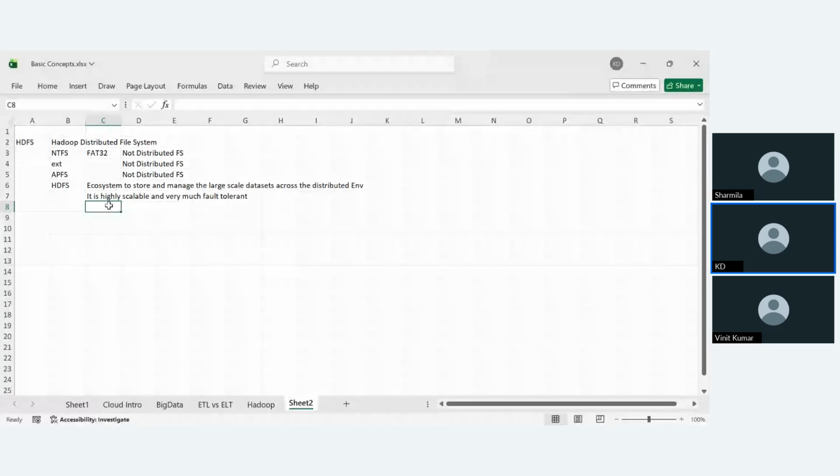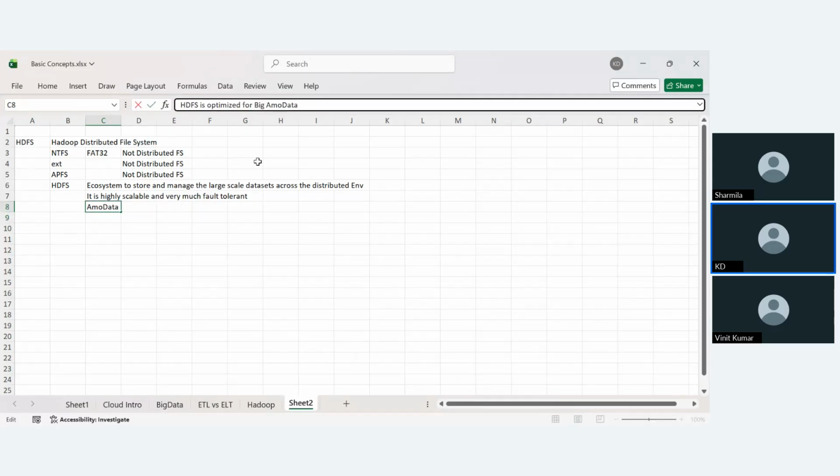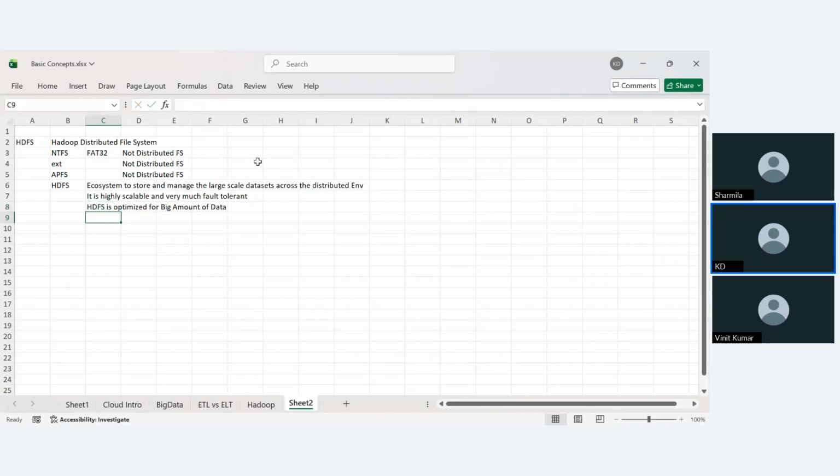Okay, and unlike the traditional file system, HDFS is optimized for big data, meaning a big amount of data. In NTFS, FAT32, ext or APFS, the capacity at a time depends on the RAM size. Suppose the RAM size is 8 GB at a time. These are the traditional file systems.